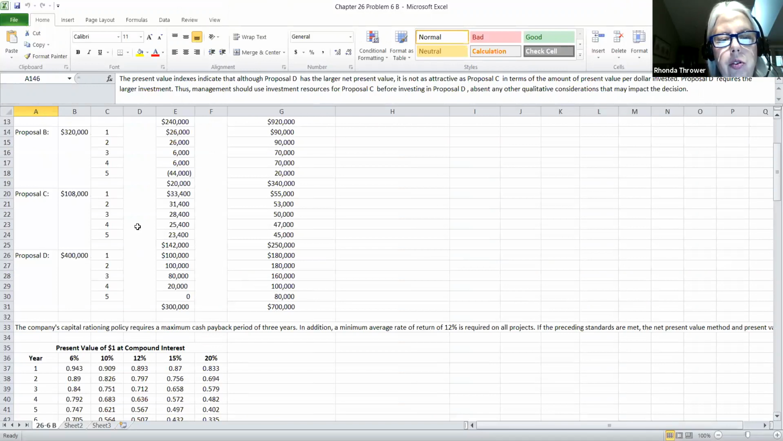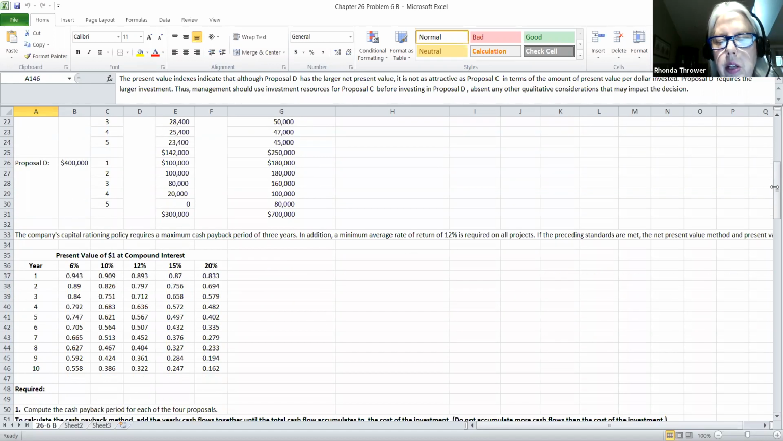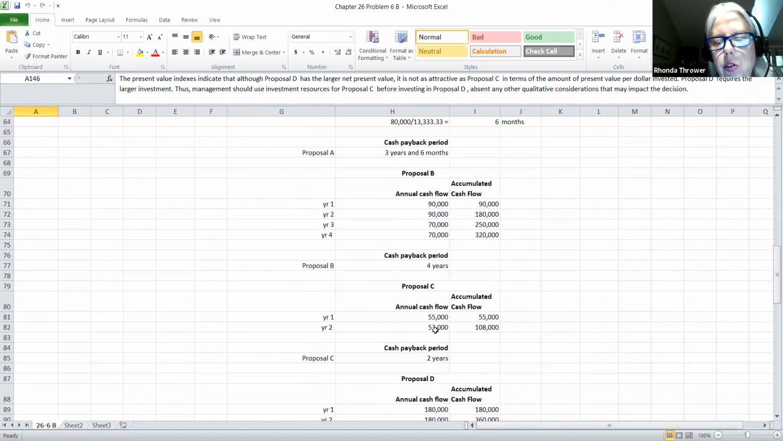In year 2, they had $53,000. The annual cash flow was $53,000 in year 2. When we add the year 2's annual cash flow back to the accumulated cash flow for year 1, it brings us to $108,000, which is the initial cost of this investment. So proposal C took us 2 years to pay back that proposal.